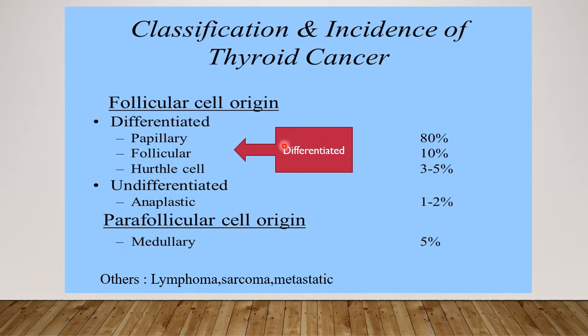The differentiated thyroid cancers are the most common. In fact, over 90% of them are of the differentiated type and come from the follicular cells. Others include lymphomas, sarcomas, and metastatic tumors to the thyroid.